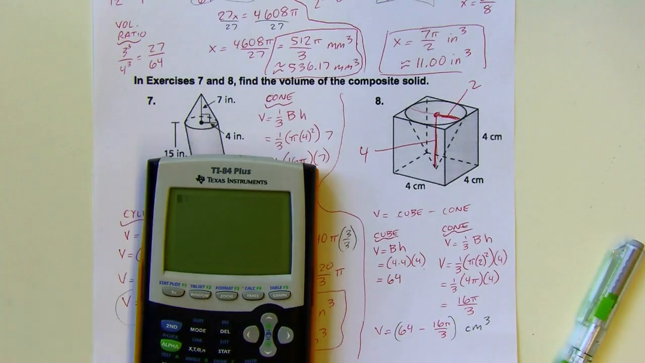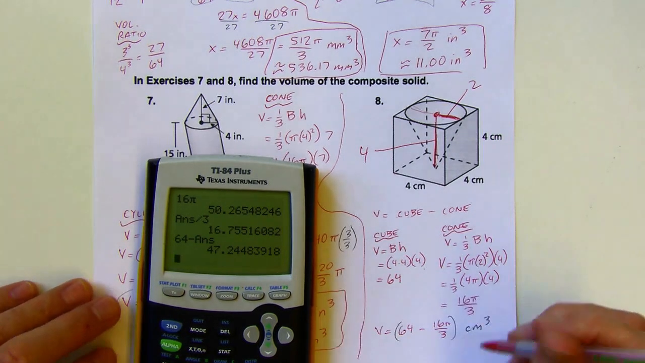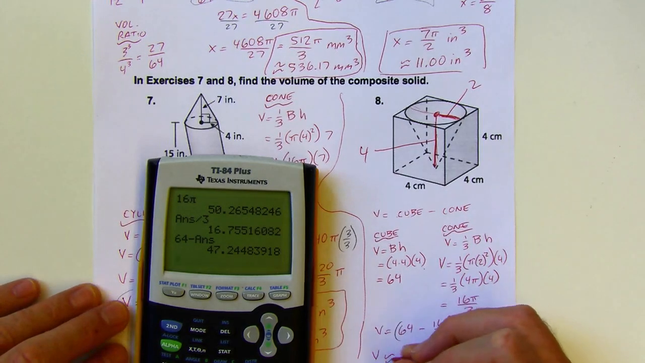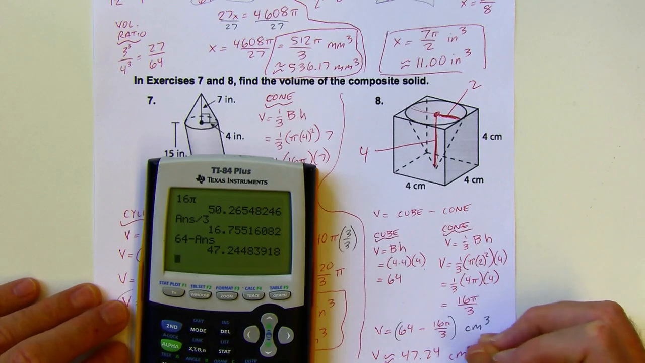So first I'm going to find 16 pi. I'm going to divide that by 3. I'm going to do 64 minus that. Okay, and that gives me about 47.24. And it is that many cubic centimeters.